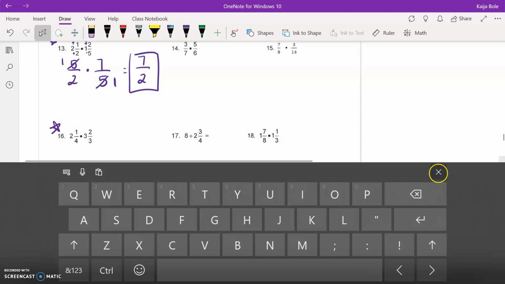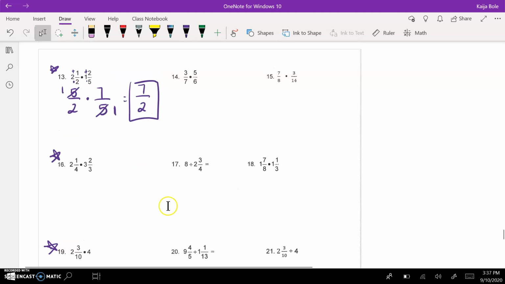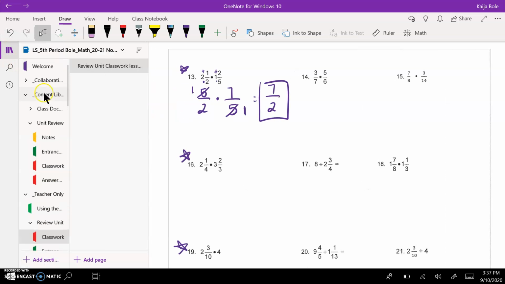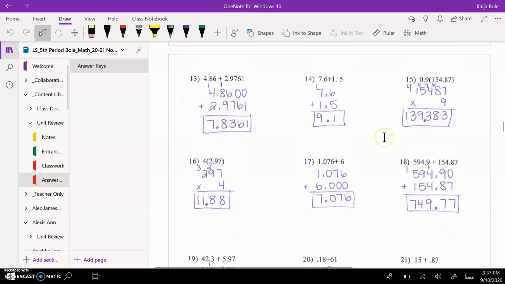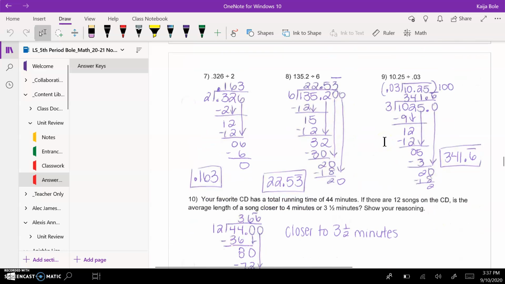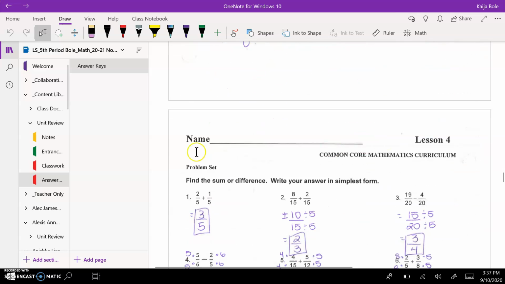And again, if you have any questions, you can always come to office hours or send me an email. To check your answers, in the content library here on the left, remember we've got unit review and then answer keys, and if you scroll down, some of you forget to do that, you can see all of the pages of answer keys. But for now, that is all I'll do in the video.